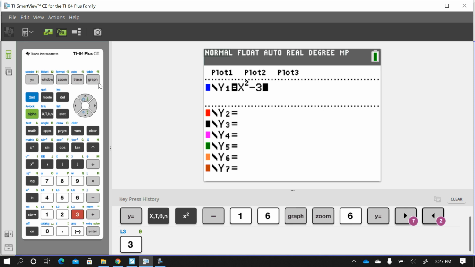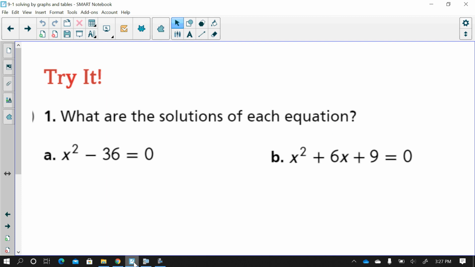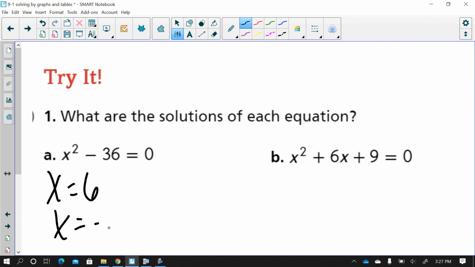Once I have that, I hit the graph button. Okay, there's my parabola, so it crosses, let's see, 1, 2, 3, 4, 5 at x equals 6, and x equals negative 6. Okay, therefore this one has two real solutions. Okay, pause the video and try letter B, please.